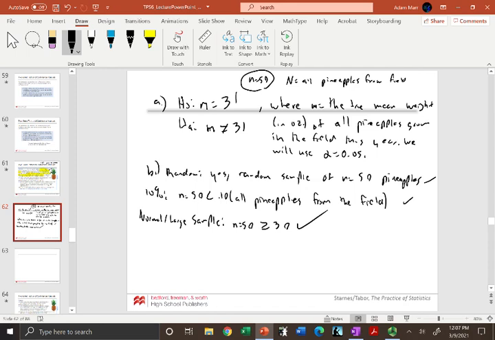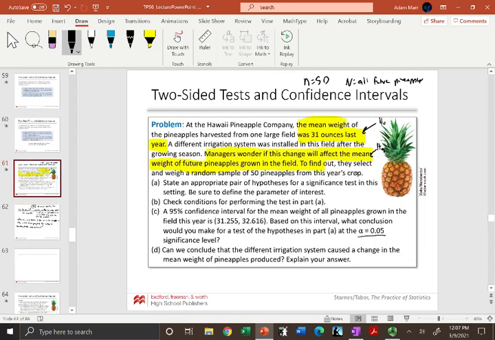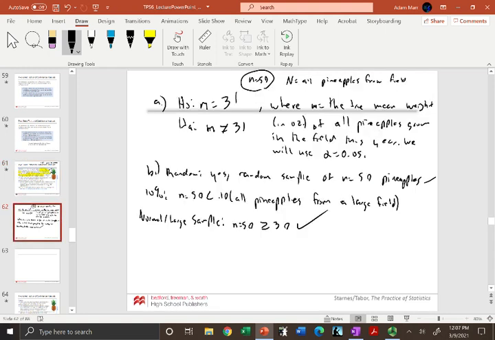Okay, and maybe right here I should have said all pineapples from a large field, because I believe the problem originally said that it's from a large field. All right, so anyway, let's go to part C.